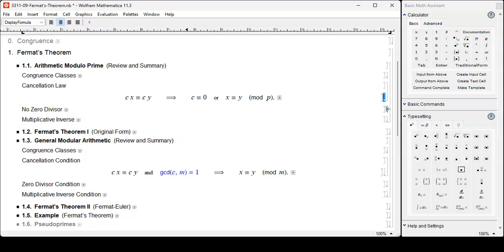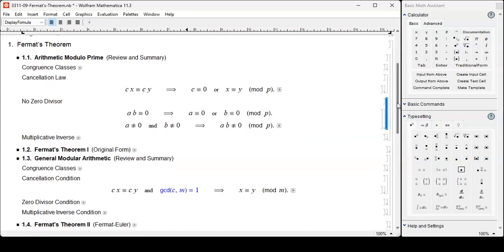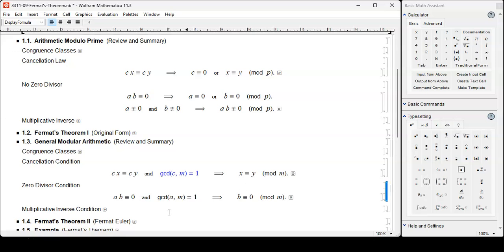Next, how about zero divisors? For arithmetic modulo prime, there's no zero divisor, no non-trivial zero divisor, to be a little bit more precise. So if a times b is 0, then either a is 0 or b is 0. Taking the contrapositive, if both a and b are non-zero, then a times b cannot be 0 either. How about the zero divisors for the general case? In that case, as before, we have to have this blue condition, the relatively prime condition, so that you can use the cancellation.